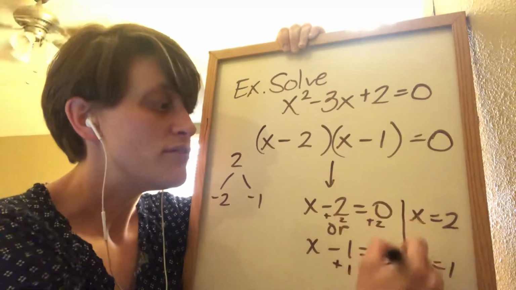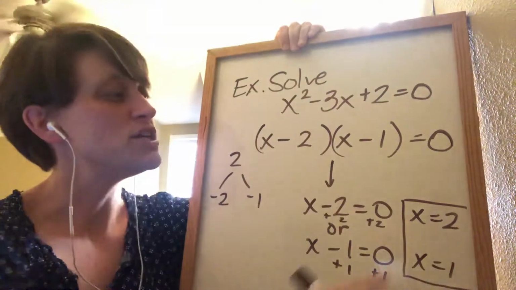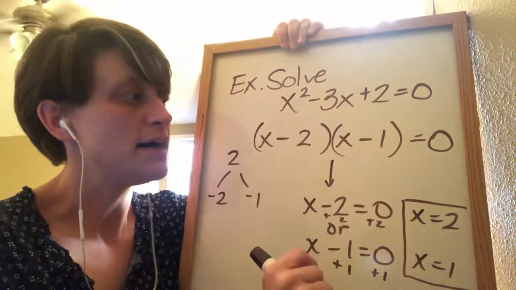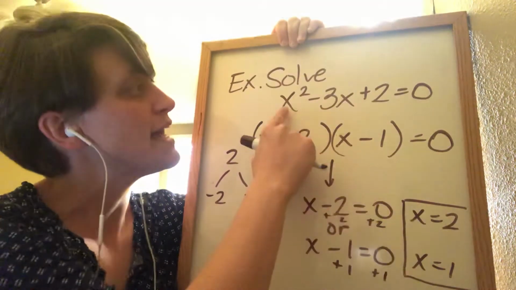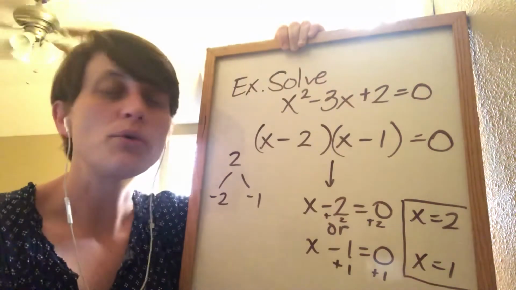So we actually have two values for x here that would satisfy that equation. If we replaced x with 2, we should get a true statement. If we replace x with 1, we should get a true statement. But this is the general process.